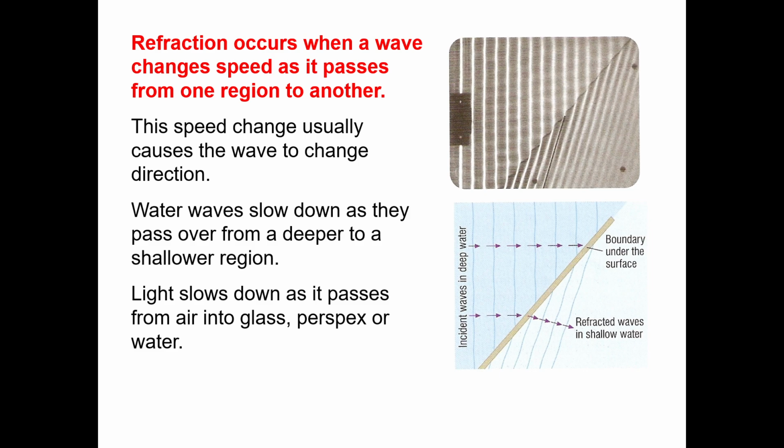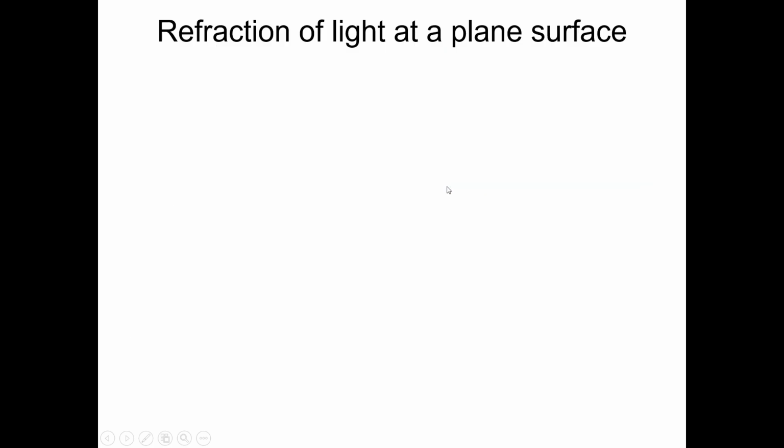And light slows down as it passes from air into glass, perspex, or water, or pretty much anything else that you're going to come across in school physics. And it's always air into something or something into air in all the problems at GCSE anyway. Okay. Oh, and you've got the wavefronts there shown. Students would have been introduced to this in a previous PowerPoint. So you've got wavefronts here, and you can see that the distance between two wavefronts is the wavelength, so the wavelength's getting smaller there. Okay.